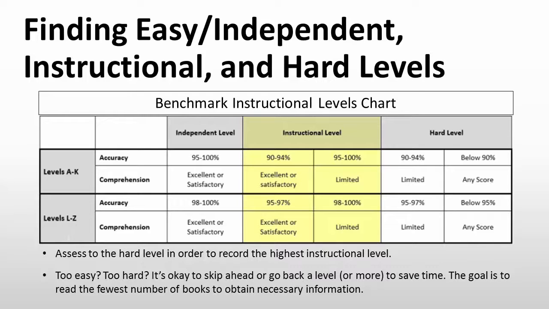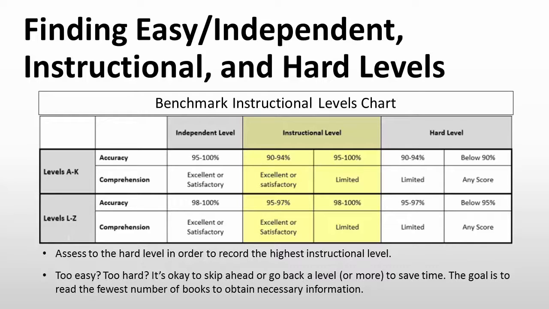The highest instructional level can be recorded. In System 2, levels L through Z, the benchmark instructional levels chart varies a little bit. 95 to 97% fluency with an excellent or satisfactory score is in the instructional level.